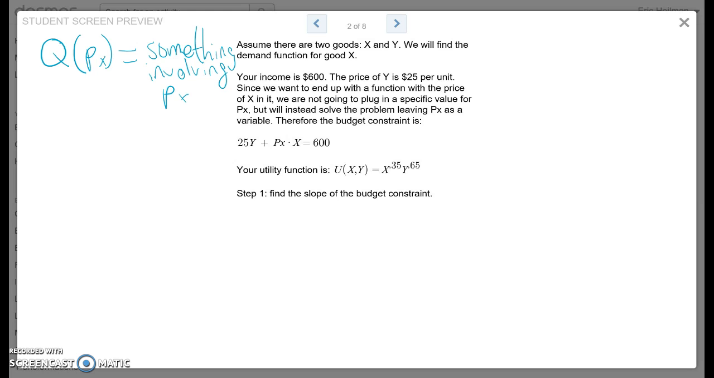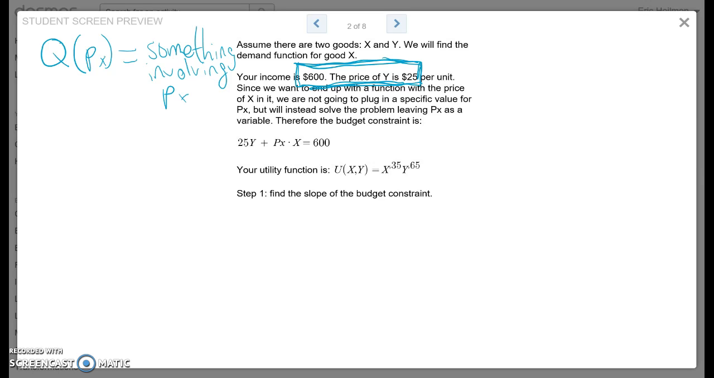Okay, so our income is $600. The price of good Y is $25 per unit. So as usual, as I was saying at the end of the last presentation, these two numbers are going to be a constant in this process. When we are deriving a demand function, your income and the price of other goods are held constant. So in this case, our income is going to be $600 and the price of good Y is going to be $25.